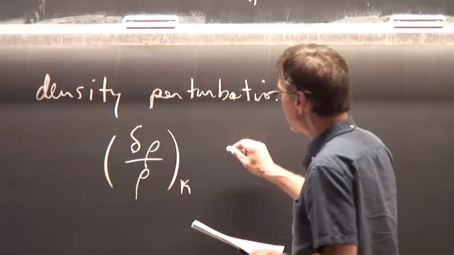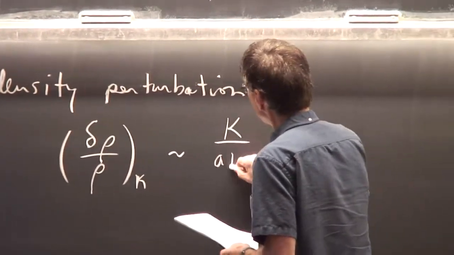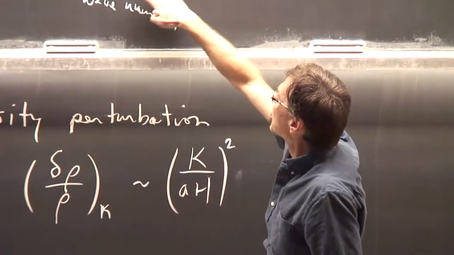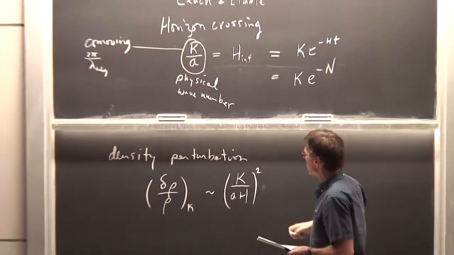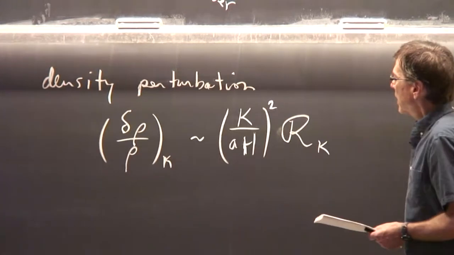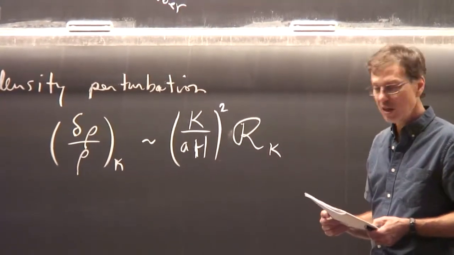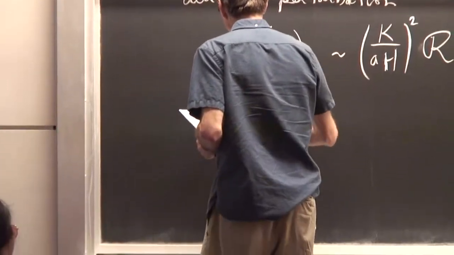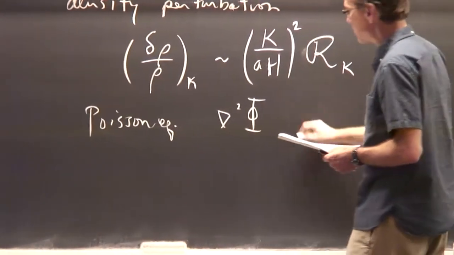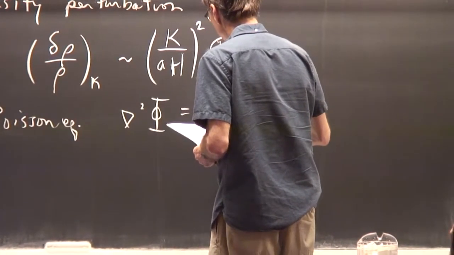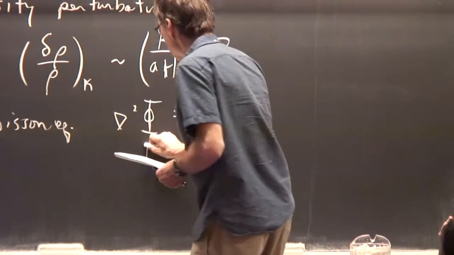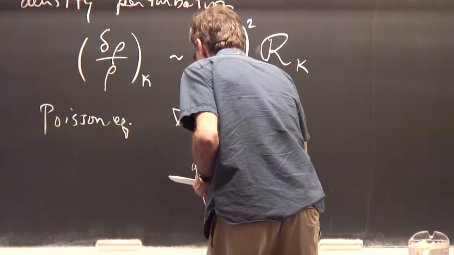And so this turns out to be related to the curvature perturbation by a ratio that is related to horizon crossing. So it's k over H squared times the curvature perturbation. And there's a way to understand where this factor is coming from just from the Poisson equation of Newtonian gravity. That is, del squared of the gravitational potential is equal to rho over 2 M Planck squared. That's what 4 pi G looks like in these units. So that's just the Newtonian gravitational potential.